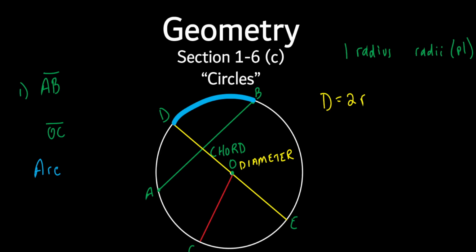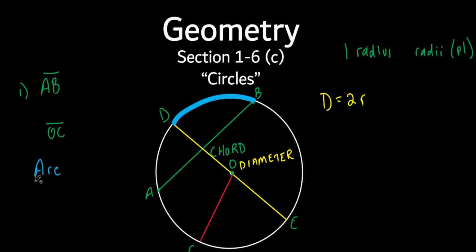So for a chord, what do you think we're going to call that chord? What is it? Chord what? This blue chord right there. DB, that's right, chord DB. Or not chord, I'm sorry, arc DB. Or what else do you think you could call it? Arc BD, doesn't make any difference, okay?